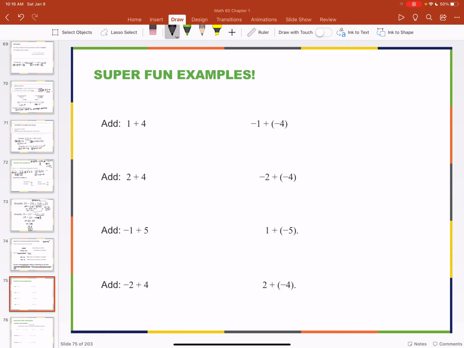Okay, so 1 plus 4, we're adding, it's positive. Negative 1 plus negative 4, same signs, okay, negative. 2 plus 4 is 6 today. Negative 2 plus negative 4, negative 6. Negative 1 plus 5, different signs, subtract. And which one do we keep? We keep the sign of the larger, it's positive. So that's going to be 4. Different signs, subtract. 5 minus 1, right?